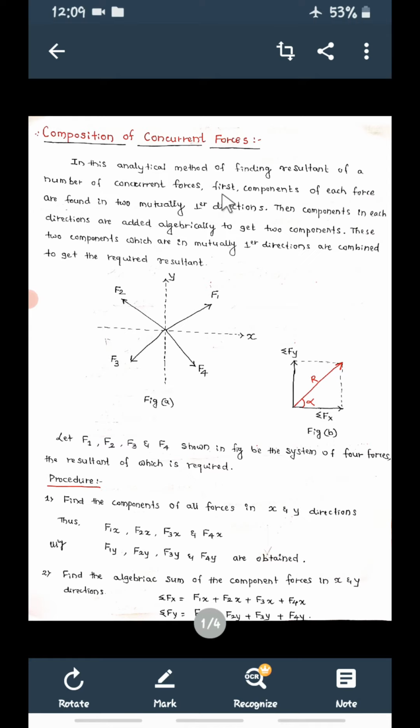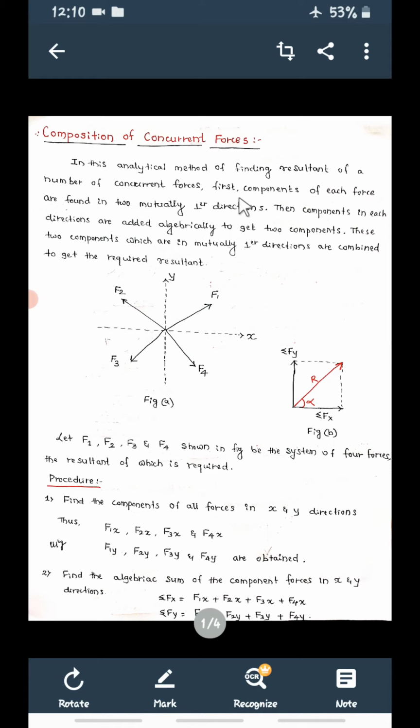So what we are going to do? First, components of each force are found in two mutually perpendicular directions. Now see here, F1 is inclined, so this inclined force can be resolved along the x-axis and y-axis. F1 will have its component along the x-axis, that is F1x, and a component along the y-axis, that is F1y. All the inclined forces will have components along the x-axis and the y-axis.